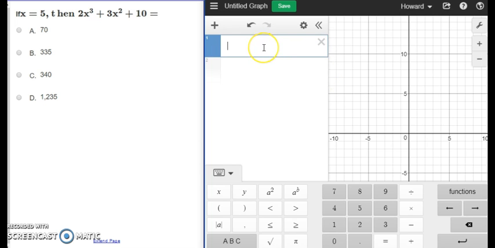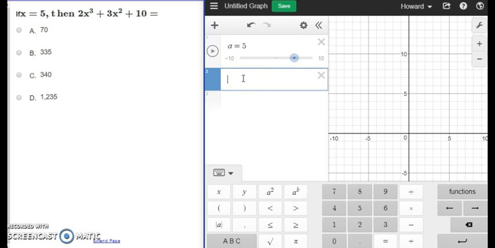So remember, I don't want to use x, so I'll just use a again. A seems to be pretty easy. A is equal to 5. Now I have here 2. Instead of x, I'm using a. So 2a to the third, press to the right to get off of that, plus 3x squared, press to the right, oops, excuse me, I did it again, should be an a, and then press to the right to get off of the exponent, plus 10, and my answer is 335.